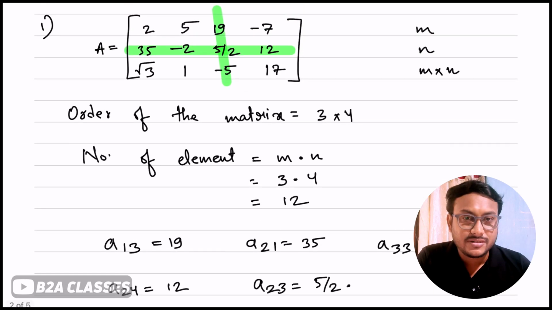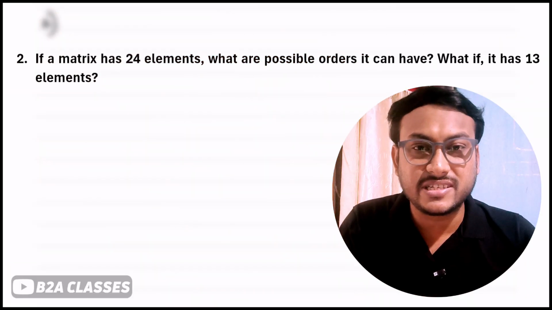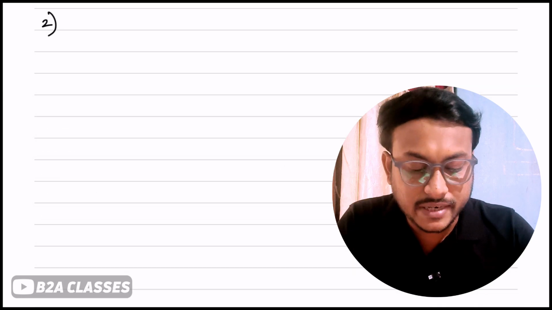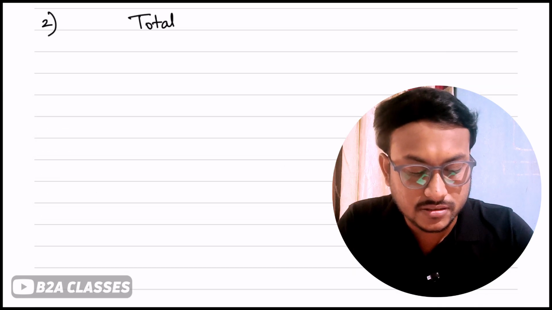Now we will move on to next question. So next question is displayed on the screen. In this question it is said that a matrix has 24 elements. So what are the possible values of the order of matrix? First let me write total number of elements in the matrix.